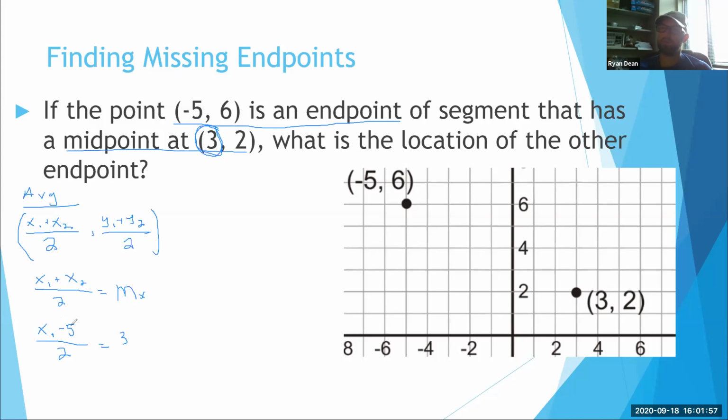Now to figure out what x1 is, okay, our goal is to figure out what x1 is. The first thing that I need to do is I need to get rid of this 2, so that way I can get x by itself. So I'm going to multiply 2 on both sides, and that cancels it out over here on the left. And then on the right, I have x1 minus 5 equals 6. And we add 5, and our x1 is equal to 11.